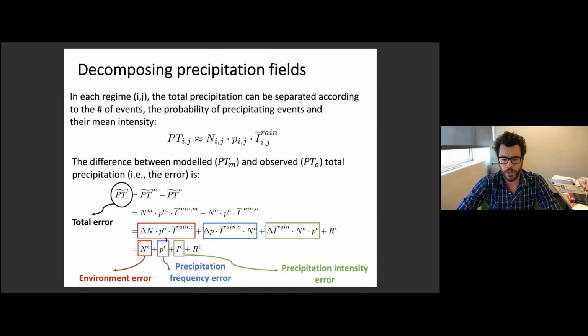And the first three terms are pretty trivial. The first tells us the error in the occurrence of the different regimes. The second tells us the error whenever we are in that regime: maybe the model will produce rainfall more often than the observations, or the other way around. And the third term tells us if our intensity, whenever it rains, is right or not.